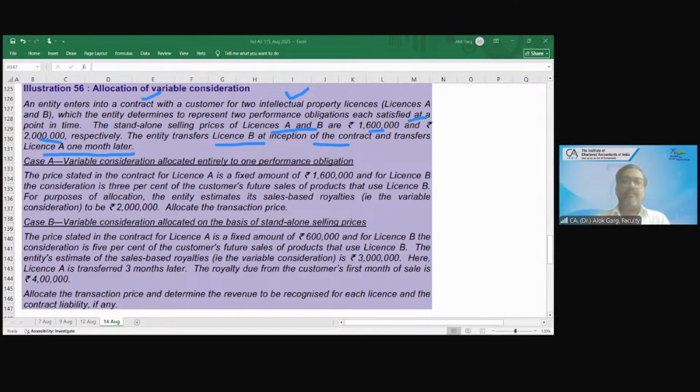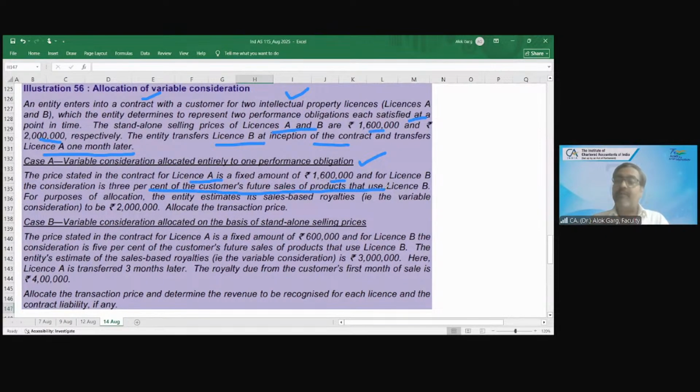Very good. Variable consideration allocated entirely to one performance obligation. The price stated in the contract for license A is a fixed amount of 16 lakh, and for license B the consideration is 3% of the customer's future sales of the product that use license B. So what is the price for license A? 16 lakh. 16 lakh is the price of license A, a fixed amount.